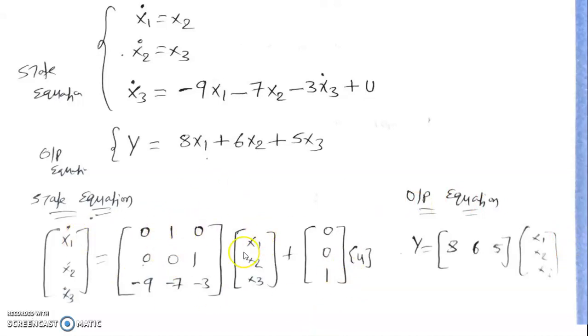Why is it called a state model? The state model general form is x dot is equal to some matrix A into x plus Bu, and y is equal to some matrix C into x plus Du. So these are represented in that form only.